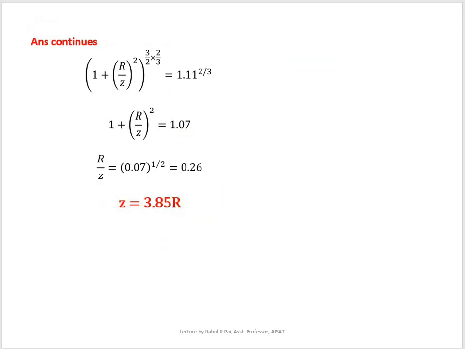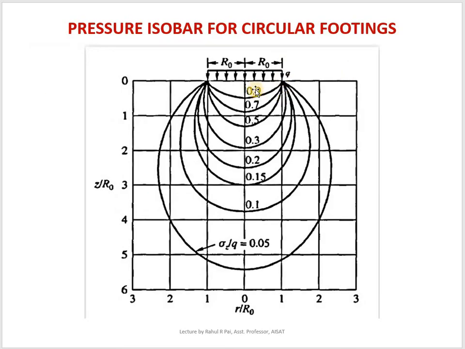And if you check the isobar for a circular footing, from that also you get the idea that your answer is correct. If you see an isobar for a circular footing, you can see here the 0.1 times the load intensity is at a depth of exactly 3.8 times the radius. Or you can see here z by r naught is equal to 3.8, something like that. So your answer is correct. You can cross check your answer by just referring to this isobar.